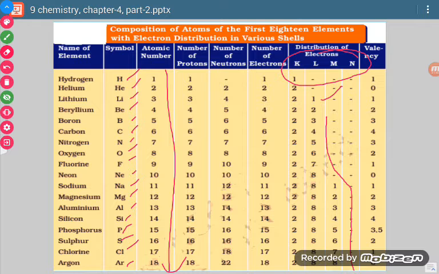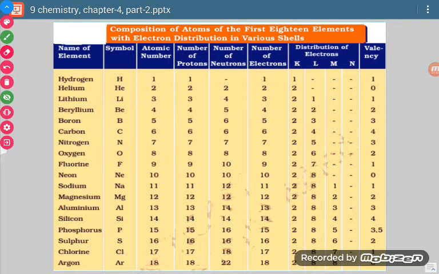Now we will see how many valence electrons there are. What are valence electrons? Those electrons which are present in the outermost shell. So hydrogen contains 1 electron in its outermost shell, so its valency value becomes 1. Similarly, helium contains 2, but there is an exception. This is an inert gas, a noble gas. Noble gases do not combine, so its combining capacity is 0, and its valency value is 0.